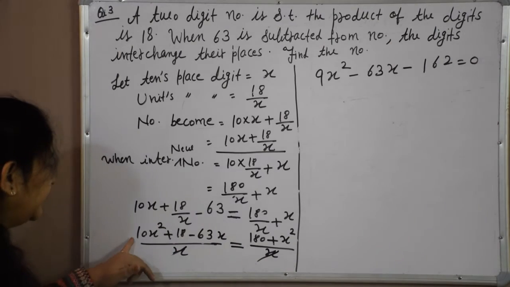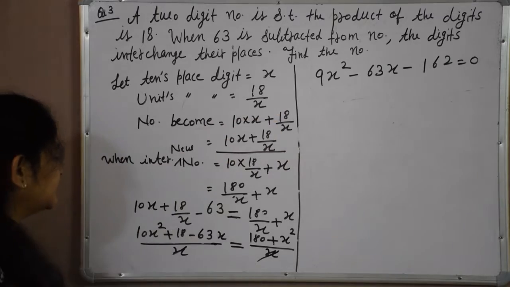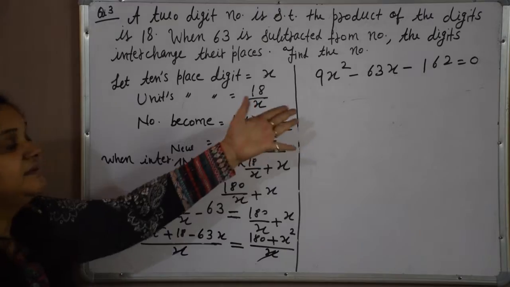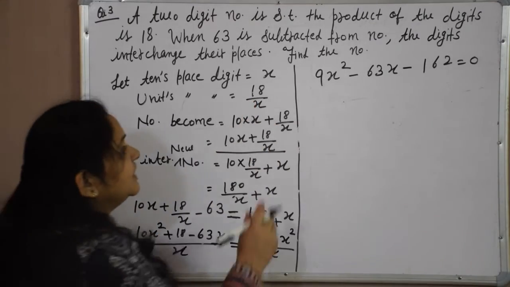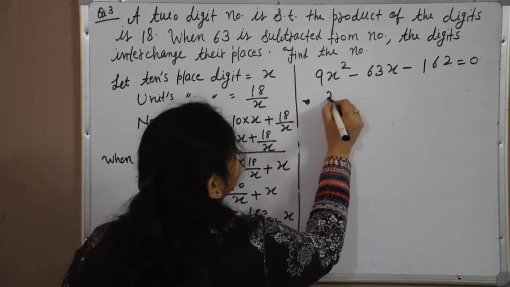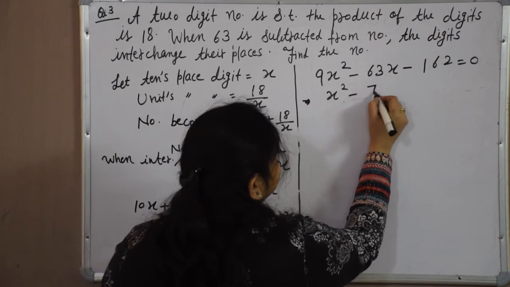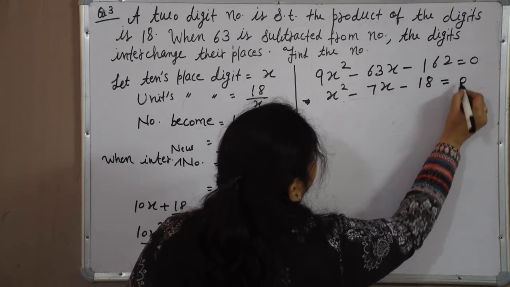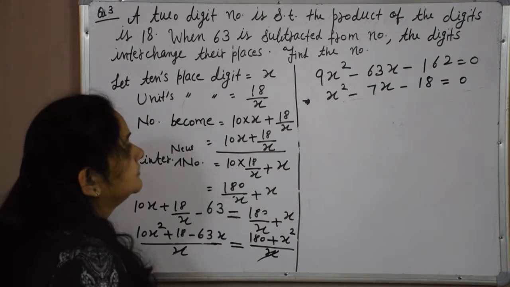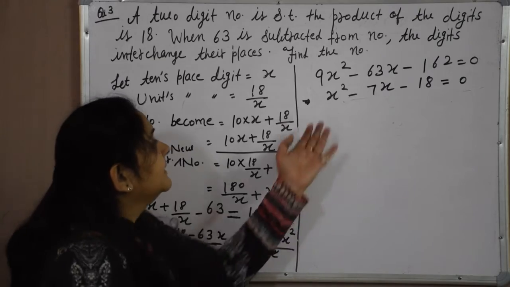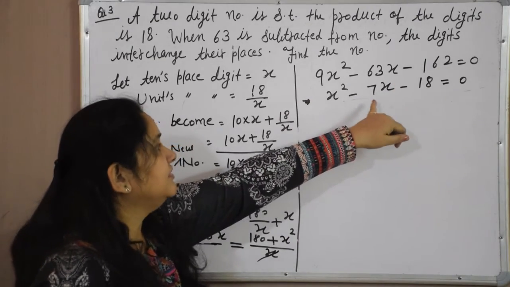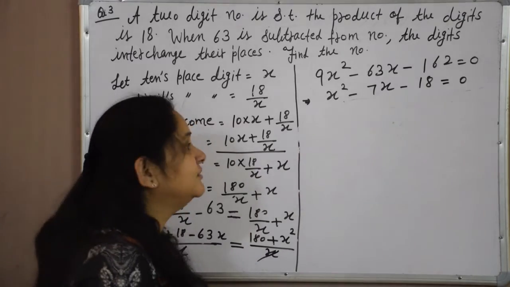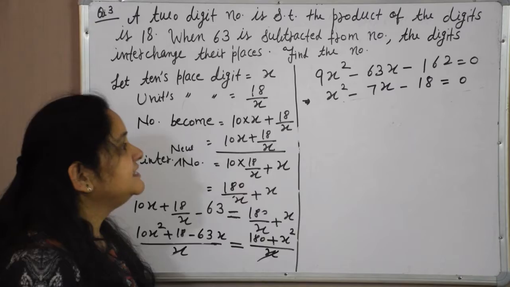We transpose the whole equation to the left hand side. 10x square minus x square becomes 9x square, minus 63x as it is, and 18 minus 180 is minus 162, equals 0. Throughout we can cancel the whole equation by 9. Now we are left with x square minus 7x minus 18 equals 0.